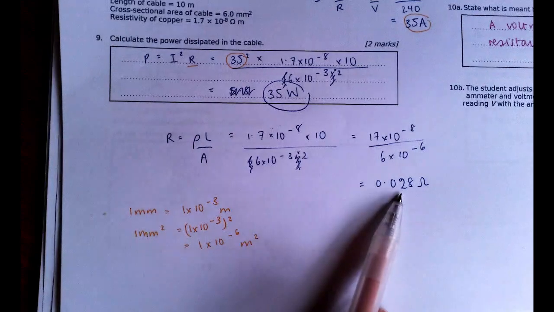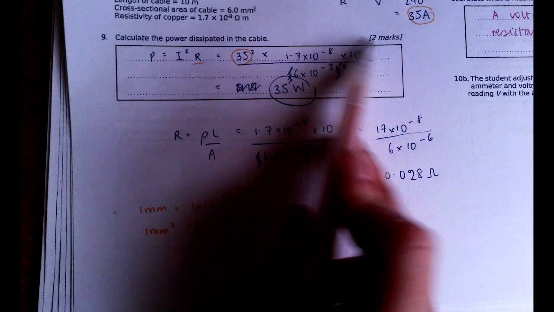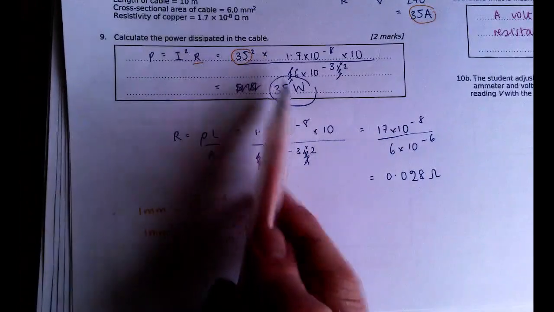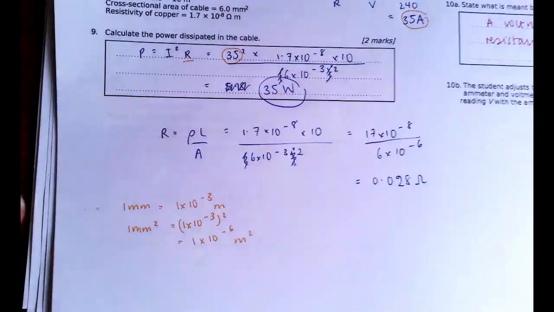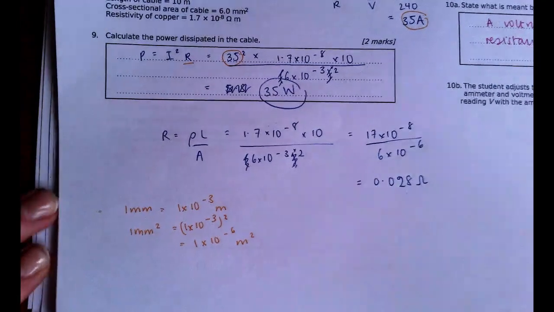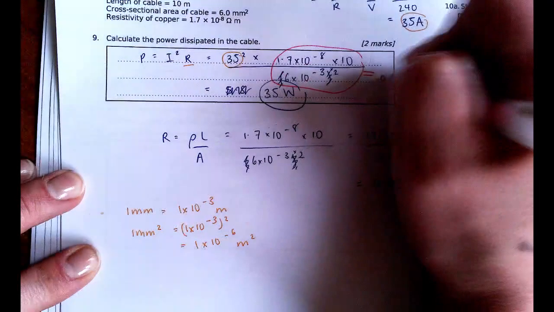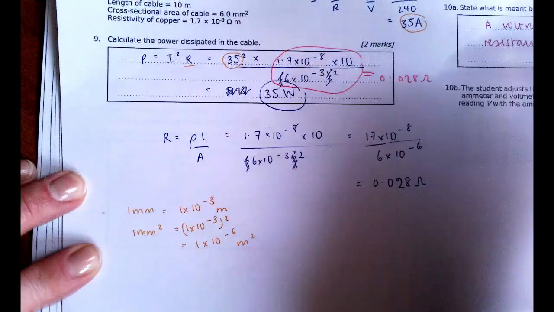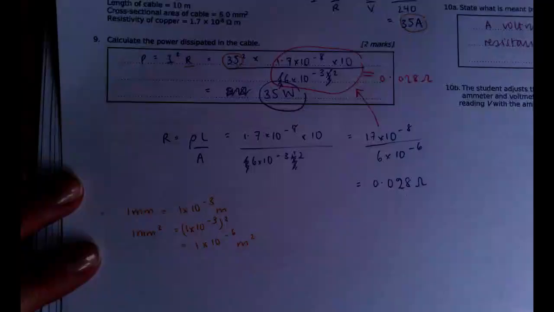And that gets my resistance, and then that's all of this bit here. When I do this sum, I get 35 watts. So just to be clear, this bit is equal to 0.028 ohms. That's R.